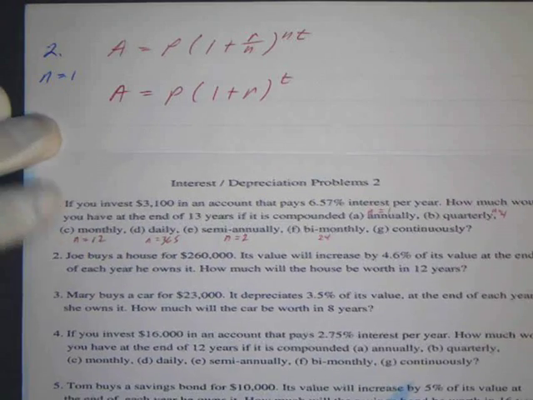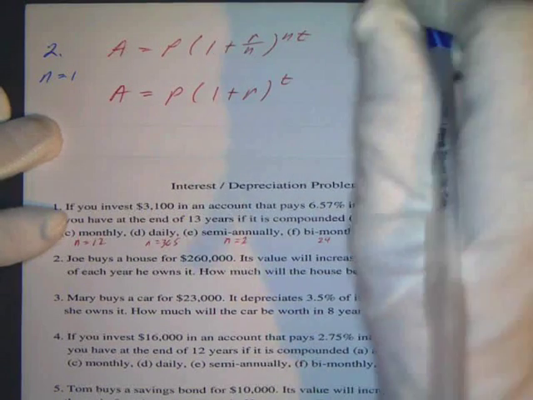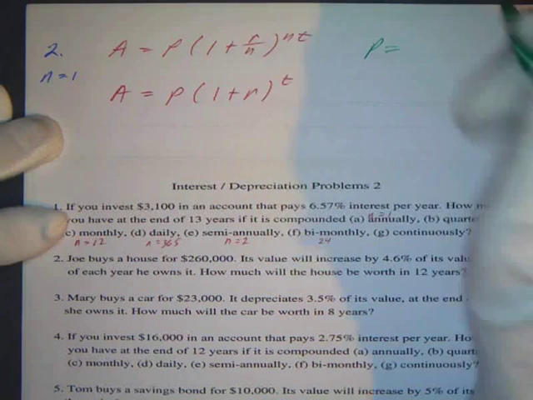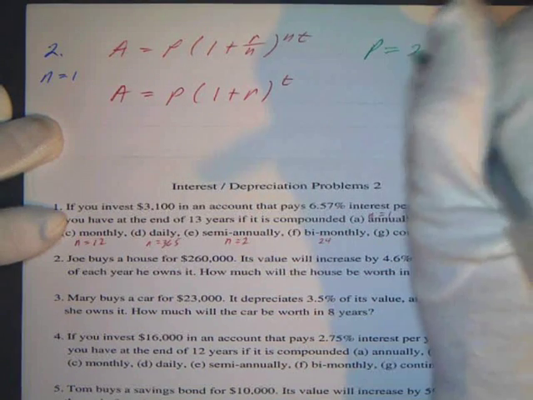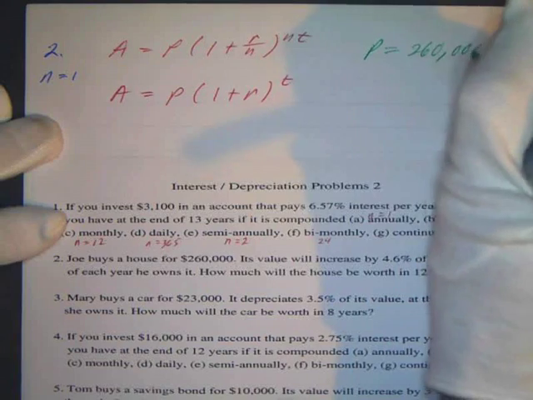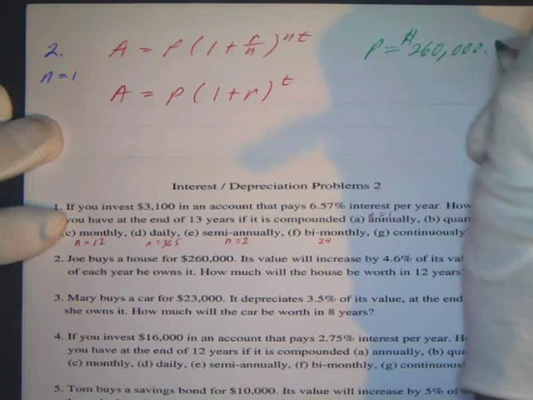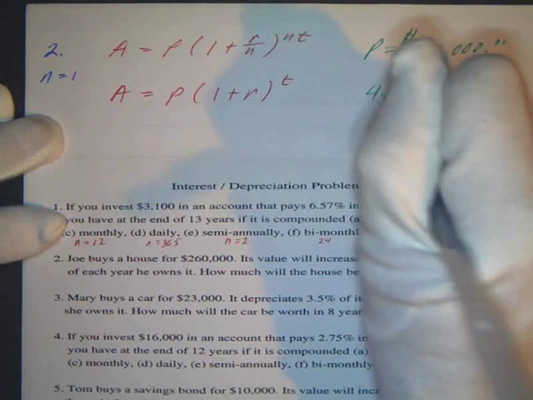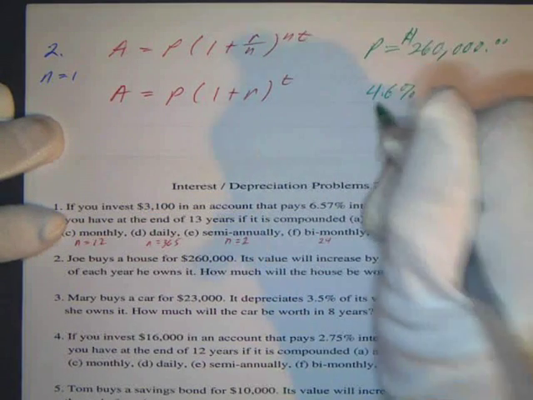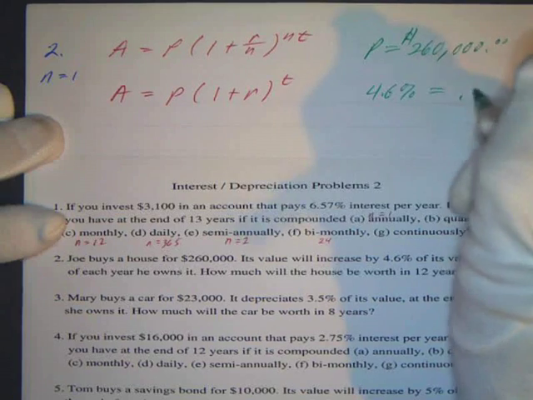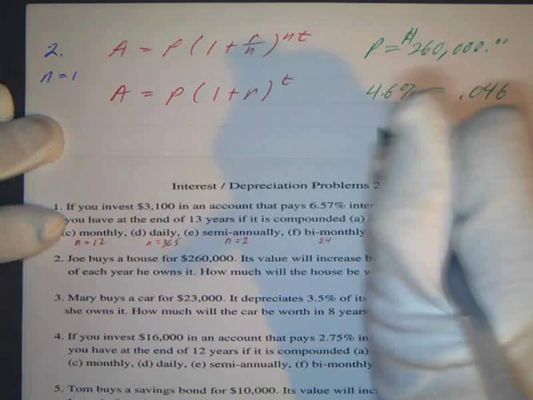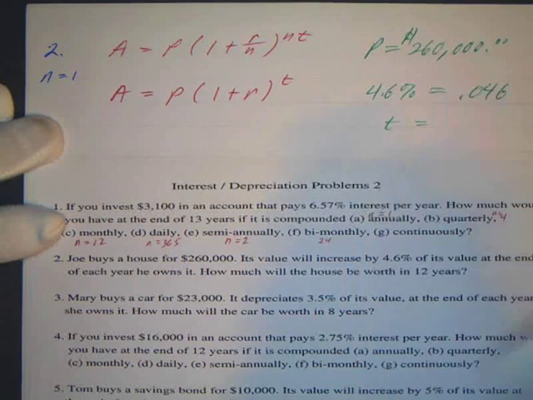Now what was our data? Well, the initial amount, our principal, was $260,000. My rate of increase was 4.6%. And I changed that to a decimal, so I moved that point 2 places to the left, so 0.046. And my time was 12 years. T equals 12 years.